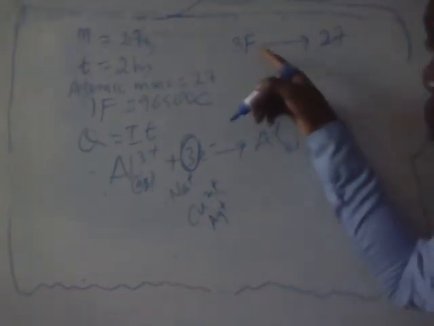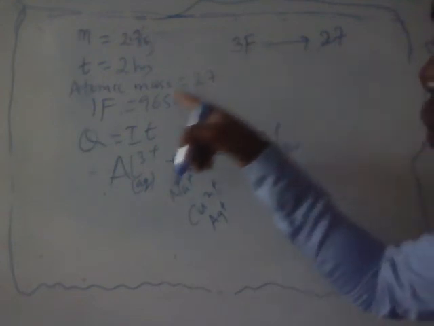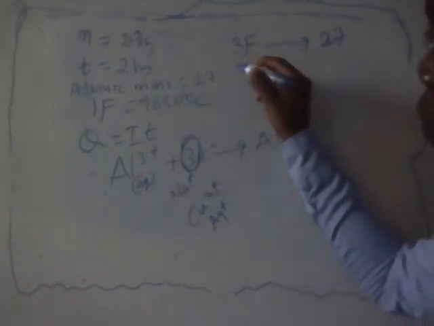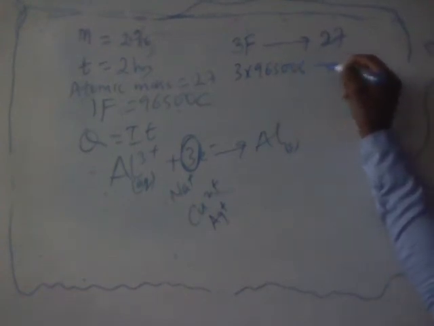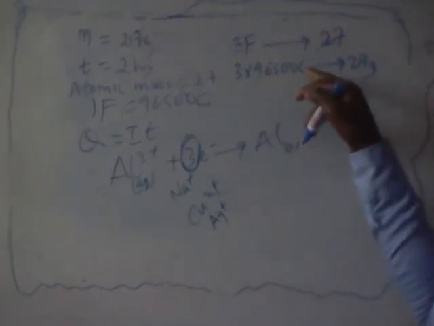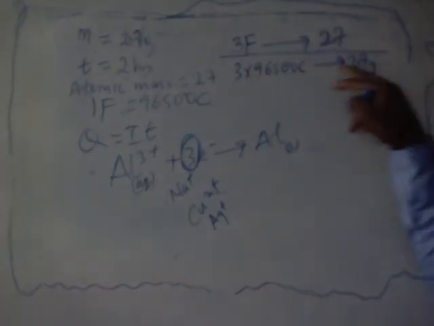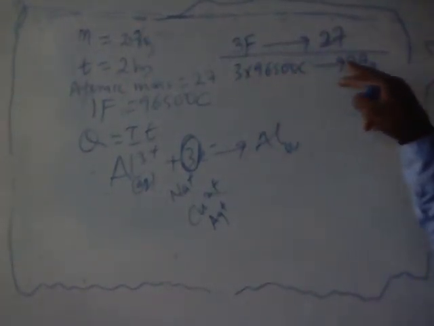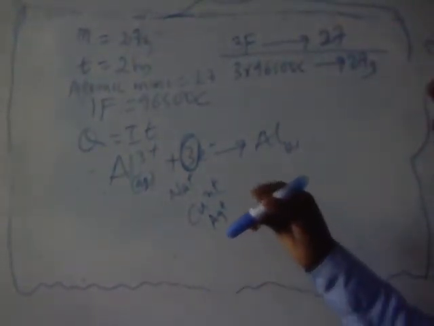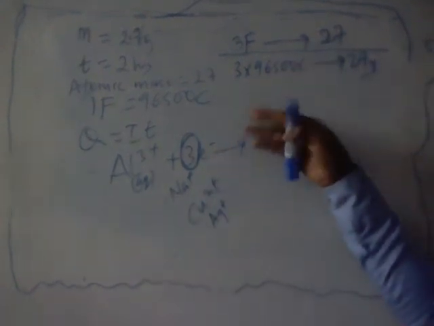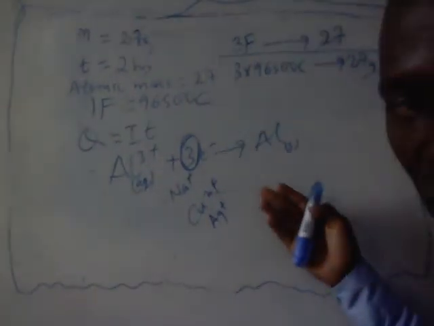Then 1 Faraday is given as 96500 coulombs. So it's going to be 3 times 96500 coulombs to give 27 grams. Take note of these. 3 times 96500 coulombs is equal to 27 grams. This left-hand side is for coulombs, which is the quantity of electricity, while this right-hand side is for grams, which means the mass of the element discharged.